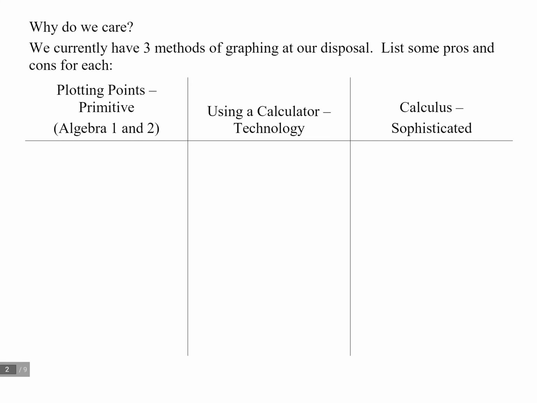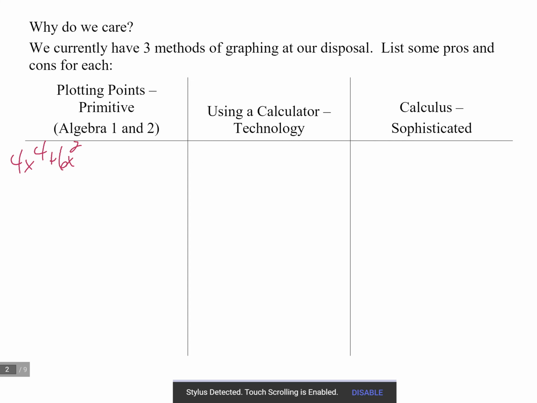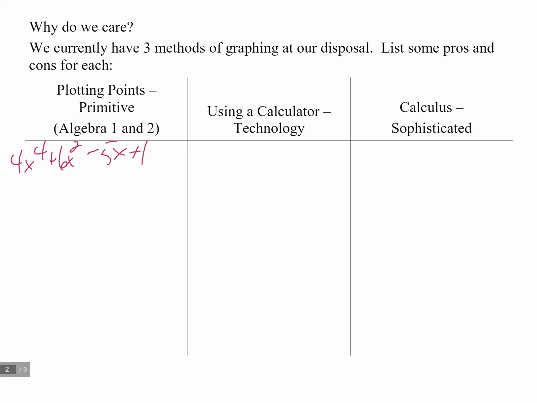So, pros and cons. Let's write something like 4x to the fourth plus 6x squared minus 5x plus 1. Back in Algebra 2, you learned some techniques to at least visualize what this graph could possibly look like. But back in Algebra 1, you would have no idea how to do that, and so you would have to plot points, and it would take you forever.